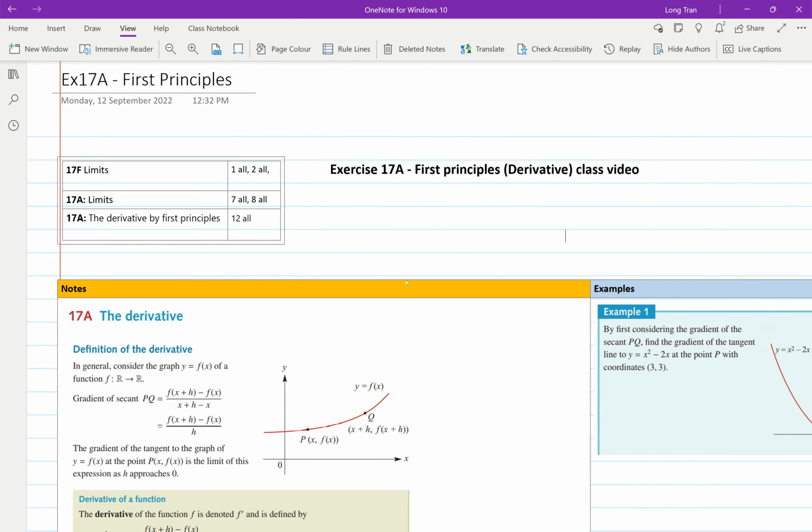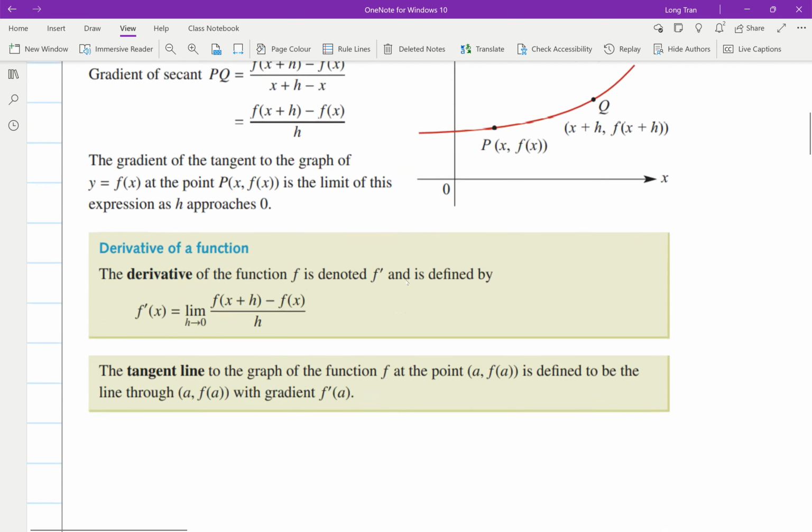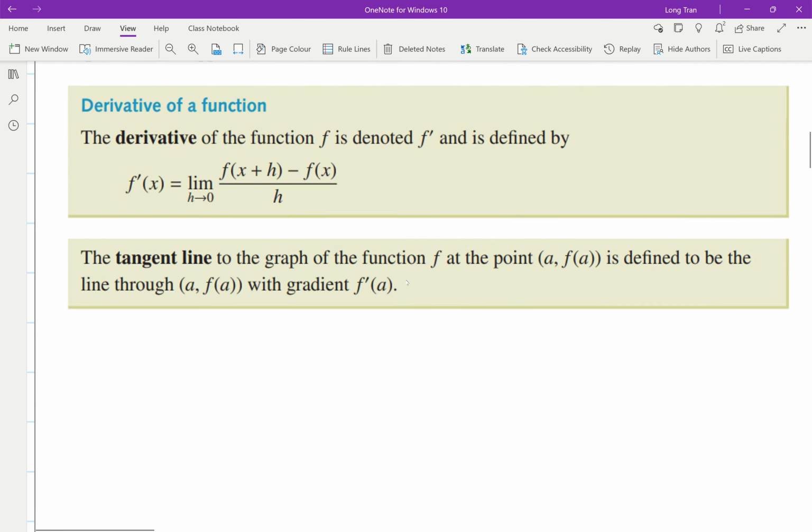17A, first principles. It is not on the curriculum in the future, but I still think it's important to teach because it gives you an understanding of how or why derivatives work and what it really is. Okay, so this is the formula that I want you to copy down. So part of your notes, exercise 17A, if you've never seen first principles before, what I want you to copy down is this.